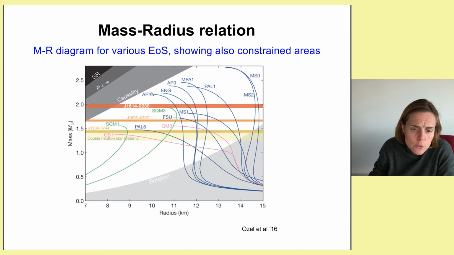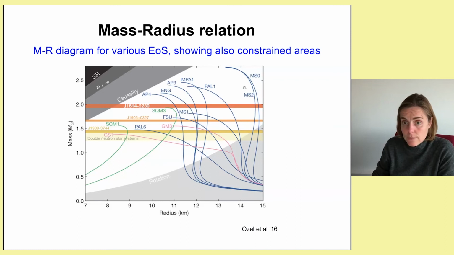2.2 solar masses and radius of 10 kilometers. But you also get masses of 1.4 with radius of 11.5, okay? This is the one which is lying in the center of everything, okay? Now you have other, I think these are also relativistic mean field models. And you can see radii which are larger and even larger masses, okay?